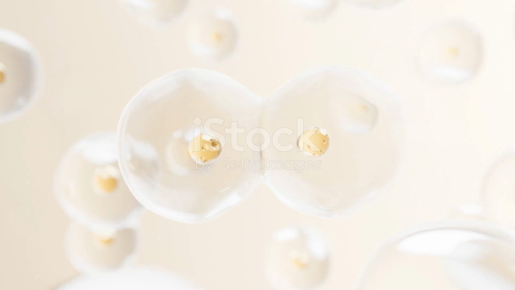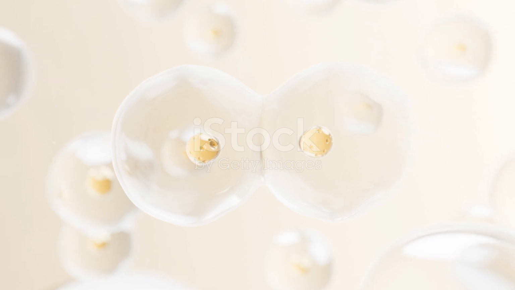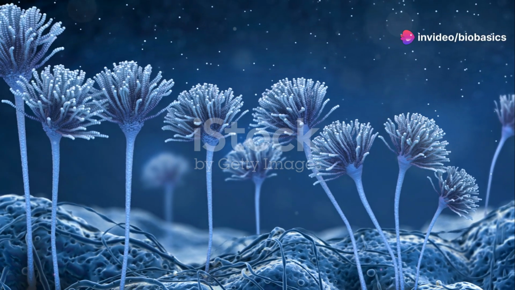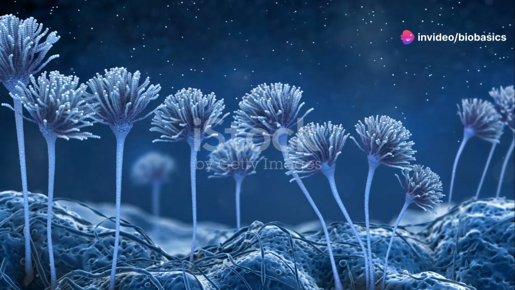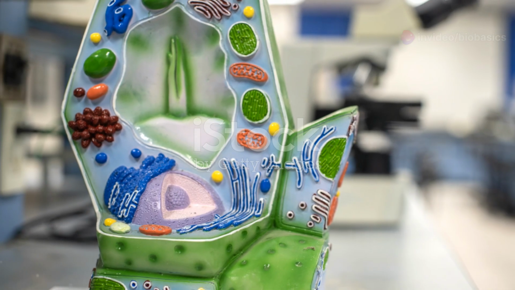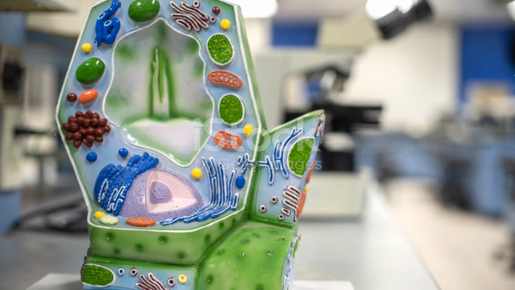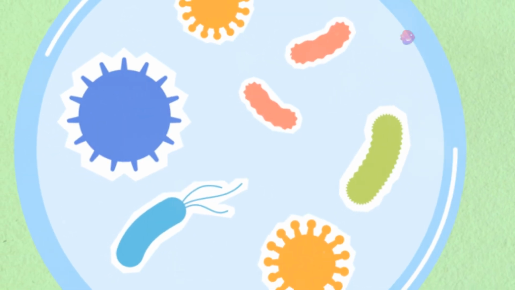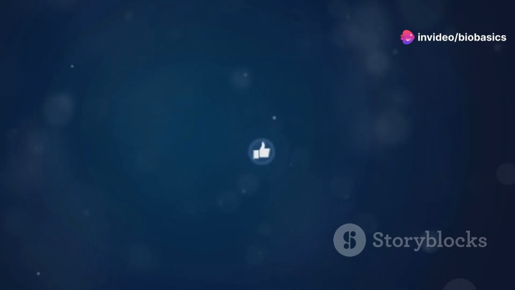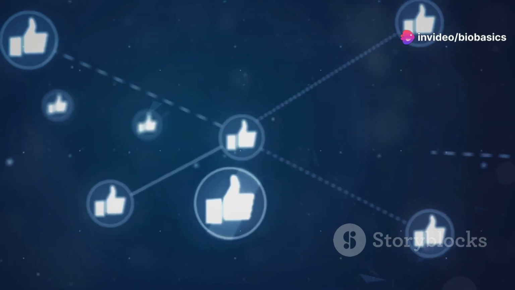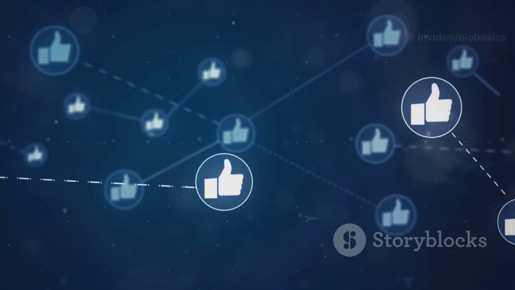Another key difference is in their ribosomes. Prokaryotic cells have 70 S ribosomes, while eukaryotic cells have 80 S ribosomes. Let's do a quick comparison. Prokaryotic cells are simple, small, and lack a nucleus. Eukaryotic cells are larger, more complex, and have a nucleus along with various organelles. Prokaryotes dominate the microbial world, while eukaryotes make up the more complex organisms, including us.